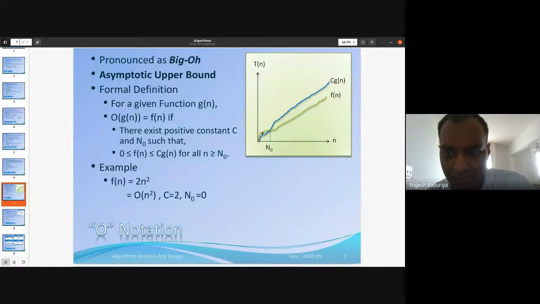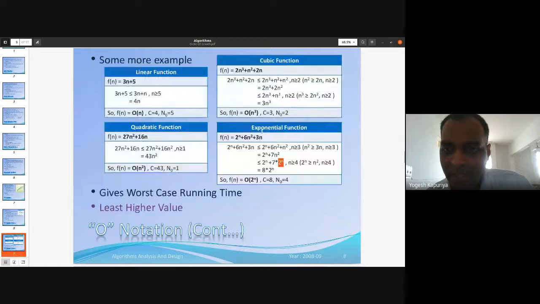That may be possible, but the same thing is happening over here. For n value of 1, 1 is less than or equal to 1, it's fine. 1 is less than 2, it's fine. For 2, it's 2 squared, so that is 4. Again 2 squared, so that is 4. 4 is equal to 4.